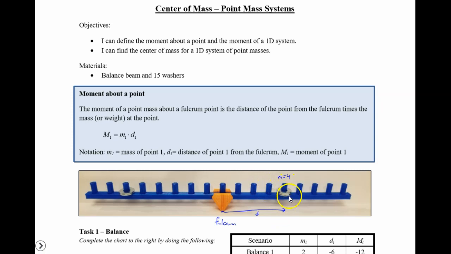I think this may actually be 3 right there, so I'm going to change that. So 3 washers at that point, and it's 4. So go ahead and multiply those. 3 times 4, that would be 12. That would be my moment for that point around this fulcrum here at 0. And then I can do that again for this one.